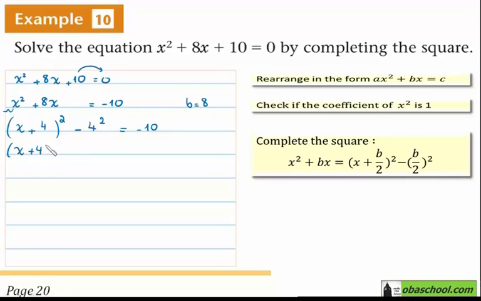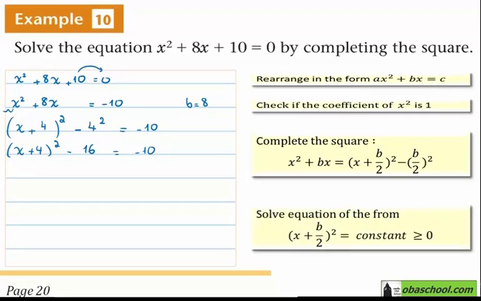Since 4 squared is equal to 16, we write the equation as (x plus 4) to the power 2 minus 16 equals minus 10. To follow the technique of completing the square, we need the brackets to the power 2 equals a constant. So minus 16 must be moved to the other side to become plus 16. Then the equation will be (x plus 4) raised to the power 2 equals minus 10 plus 16, where minus 10 plus 16 equals plus 6.